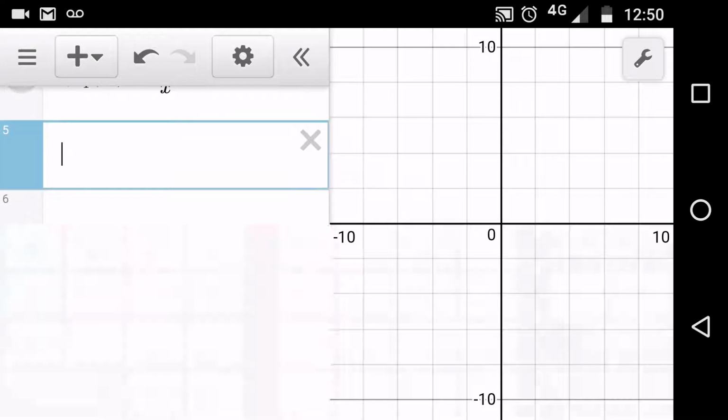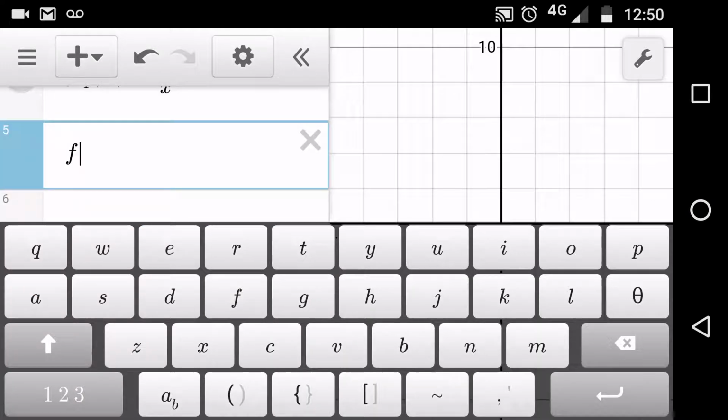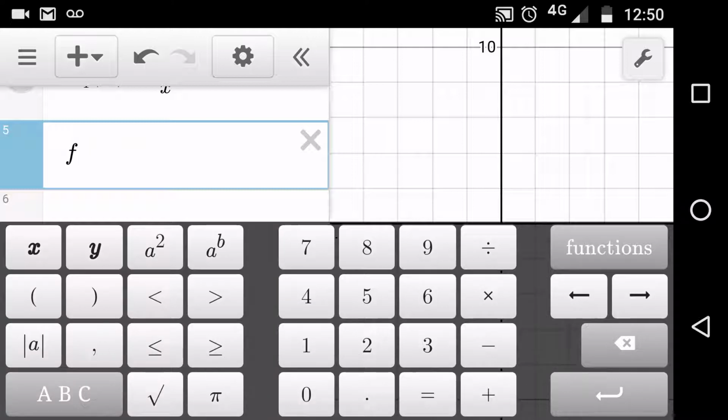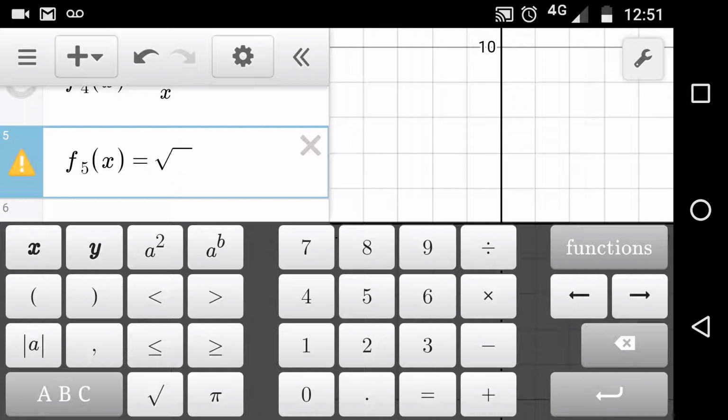Now, what happens when instead of a division, what you have is a square root, or any kind of root for that matter? Well, we are naming that f5 of x, and just to keep it simple, we are going to use the basic square root of x.